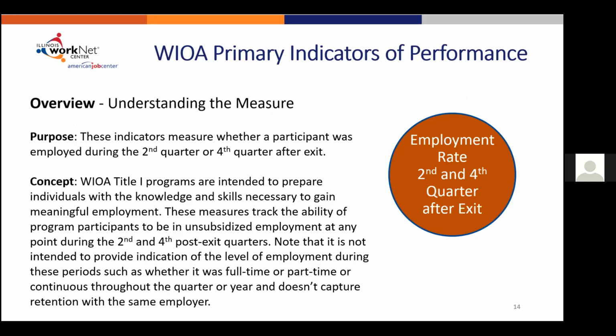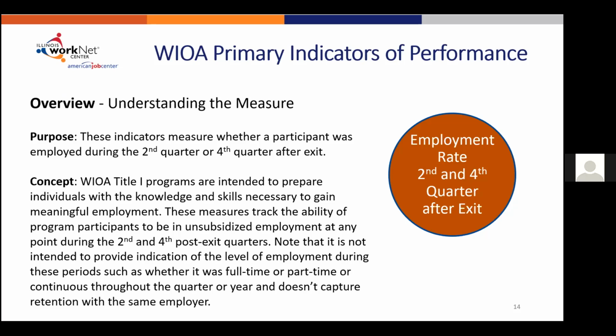So now we're going to move into the technical descriptions of these measures. And for the employment rate second and fourth quarter after exit, like I mentioned in the definitions, we have adult and dislocated worker participants in WIOA, and then we have youth. And some of the differences besides eligibility are the performance measures that they're counted in, how they're counted, and how they contribute to positives and successes in the calculations and your performance outcomes.